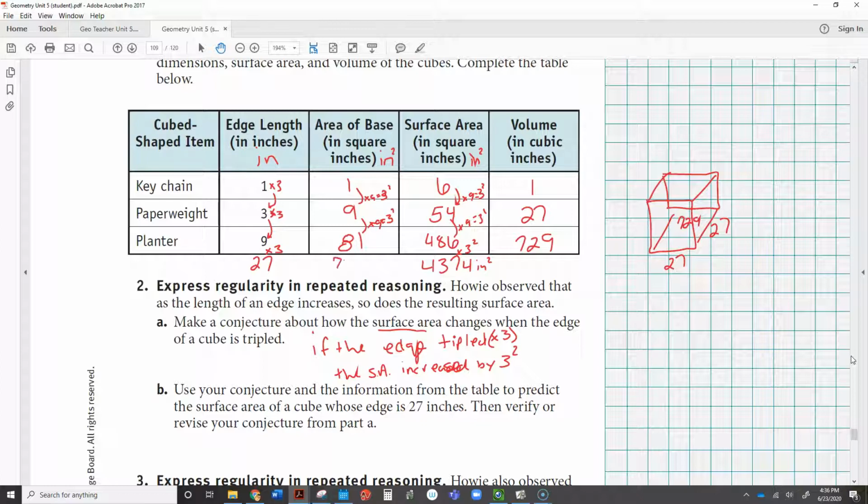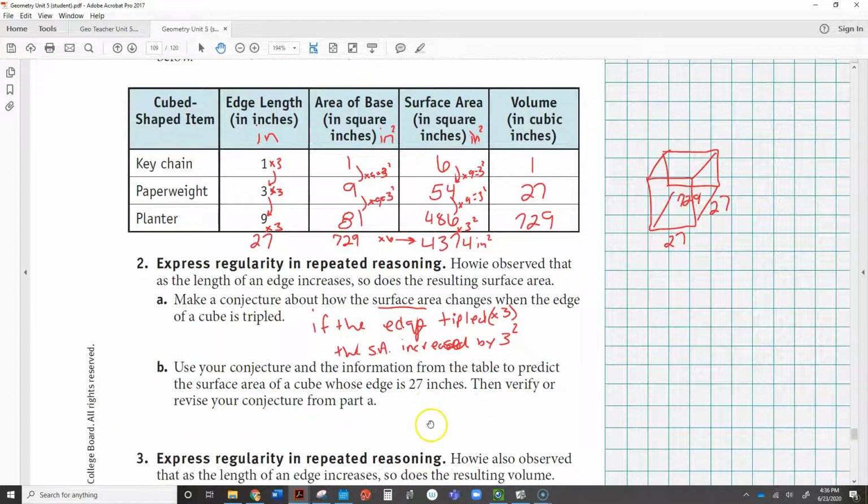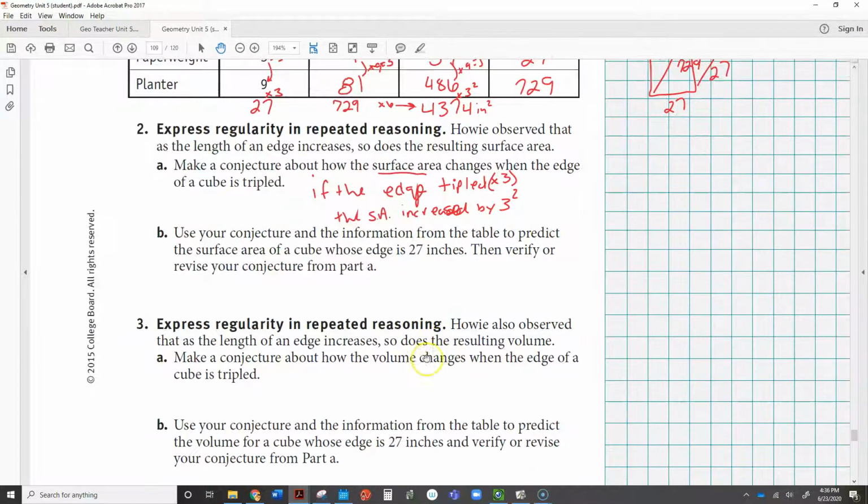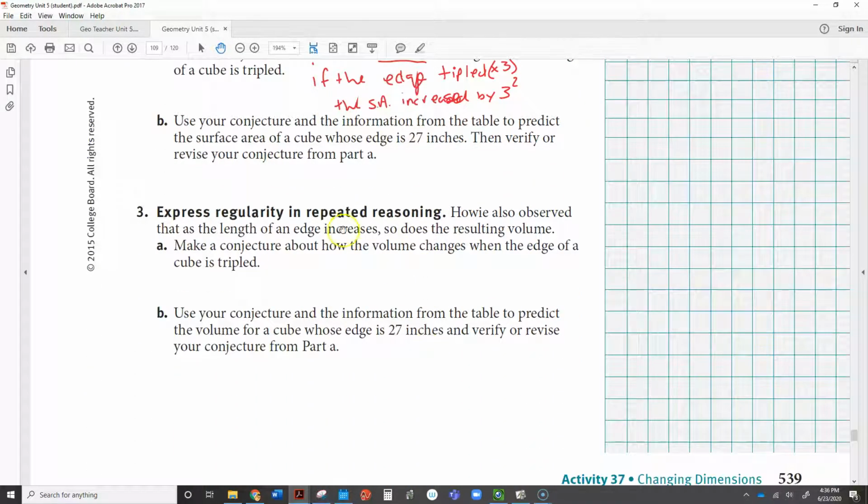So this 729, and then we take this and we say times 6 to get the total surface area. And we get the same thing that we did when we just take 27 and multiplied it times 9. Use your conjecture. Okay, so we did. Then verify. So our conjecture was verified. Express regularity and repeated reasoning.